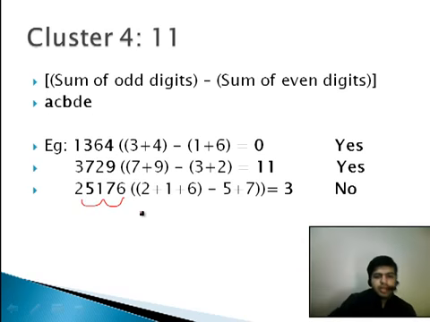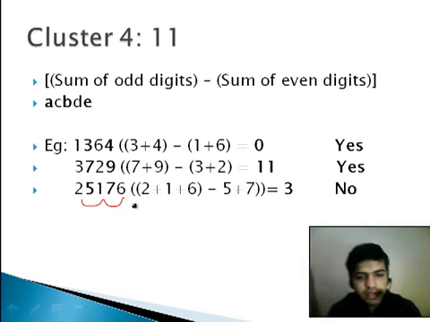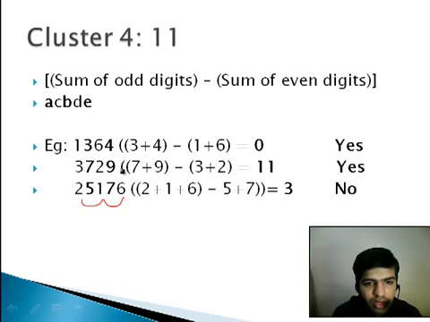Welcome back. In case of 25,176, we have the alternate digits starting from the right as 6, 1 and 2. Adding 6, 1 and 2, we have the sum 9. Similarly, our even-place digits would be 7 and 5. 7 and 5 together make 12. So if we subtract 12 from 9, we have the answer minus 3. So minus 3 is definitely not a multiple of 11. So this entire number won't be a multiple of 11.